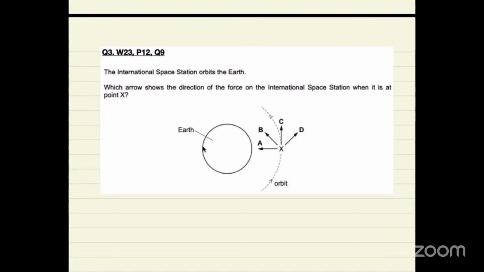Now we are looking at questions related to forces, and this in particular is a question related to the idea of circular motion. So how do objects in circles move? Okay, the International Space Station orbits the Earth. Which arrow shows the direction of the force on the International Space Station when it is at point X?